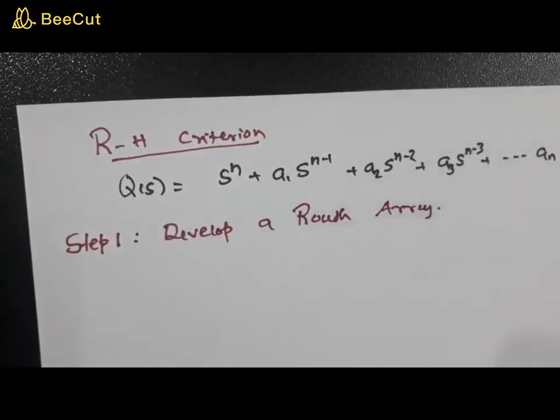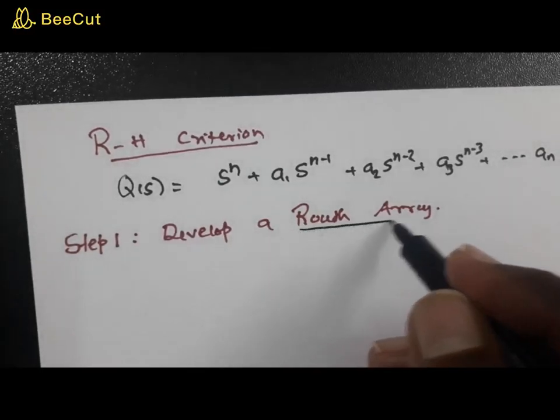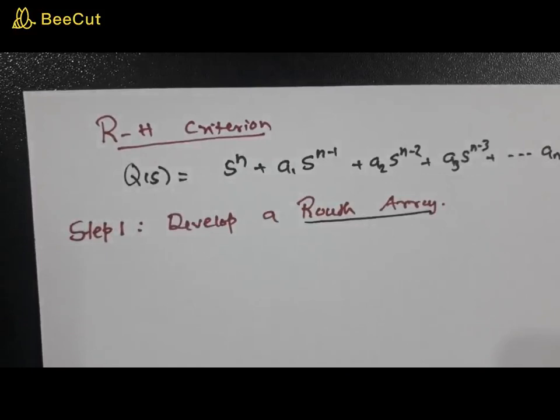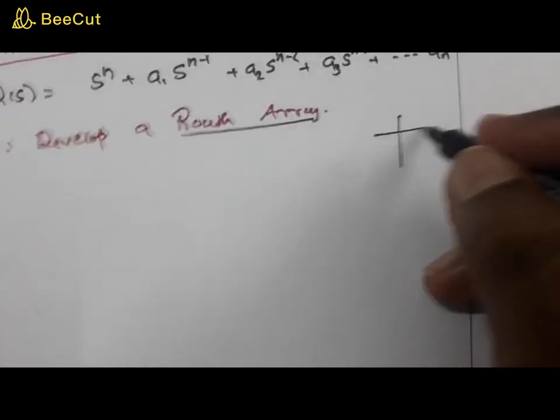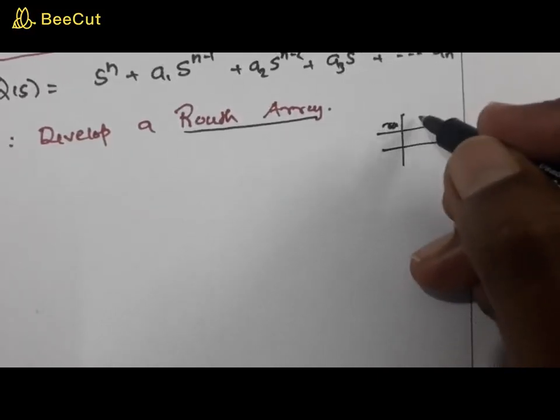Okay, so I will explain what it is. You don't have to worry about this. What is this Routh array? Maybe it's a new term for you. So, an array is nothing but, you can think of an array as a combination of some rows and columns.